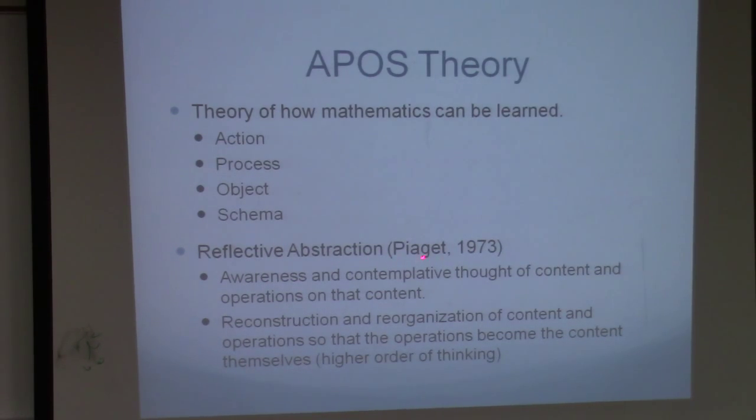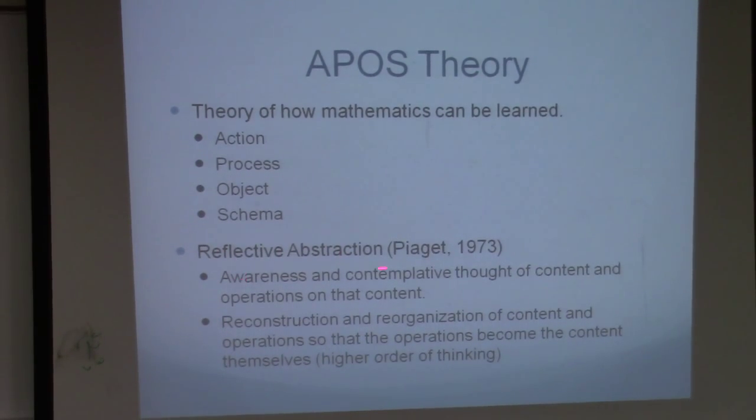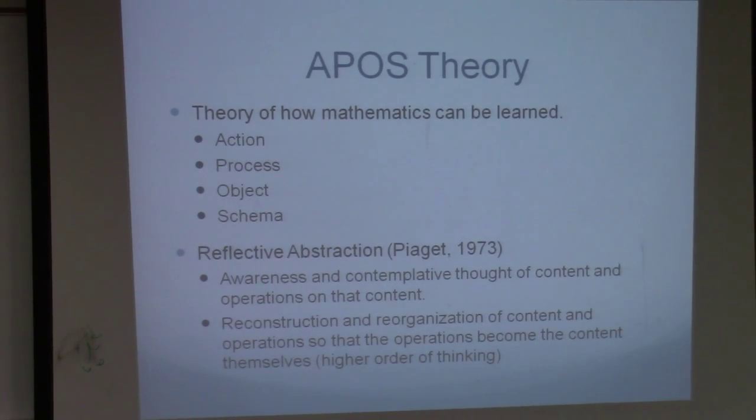And then as I was reading more, this whole idea that Piaget comes up with, which is what APOS theory is based on, this is where I need to be corrected because this is not my area of research. But I wanted to somehow connect this reflective abstraction into that. And according to Piaget's definition, it's the awareness and contemplative thought of content and the operations on that content. But then after you know the content so well, the content falls away and the operations themselves become the content.